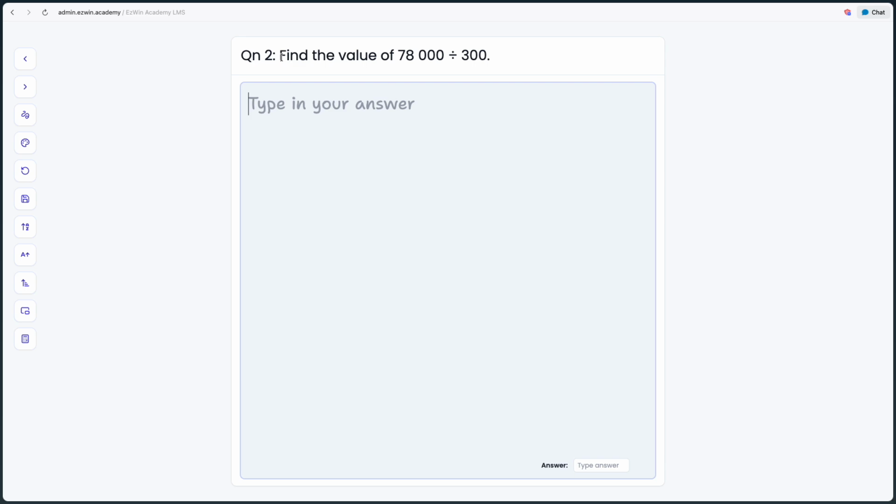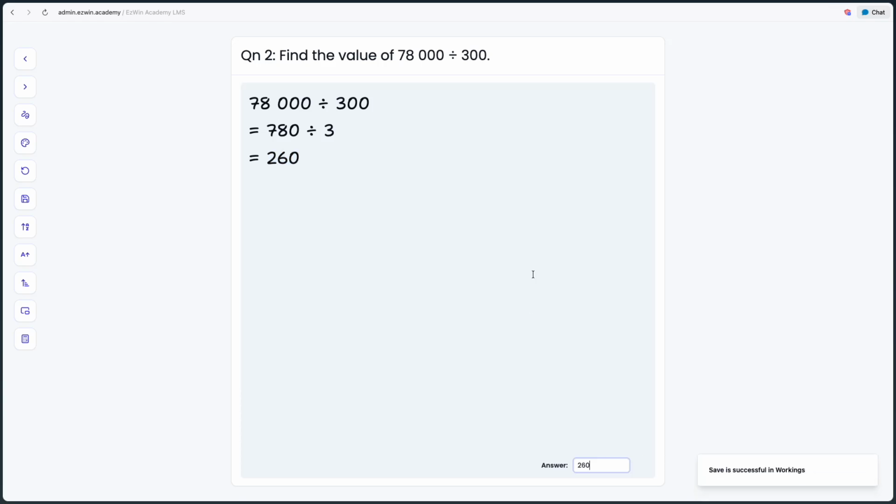Question number 2. Find the value of 78,000 divided by 300. Okay, so in this case we can just have it like this. So 78,000, we can just cancel the two zeros, so it will be 780 divided by 3. Okay, so 78 divided by 3, this will then give us, if I'm not wrong, 260. That's what you see over here. Alright, let's move on to the next question.